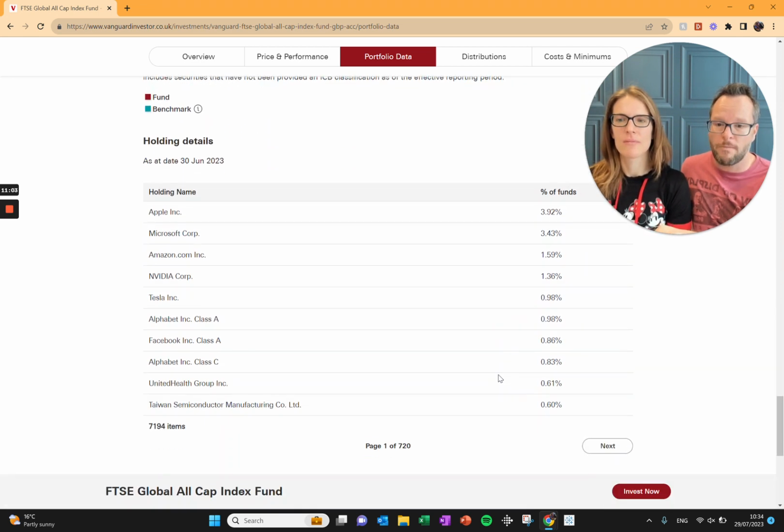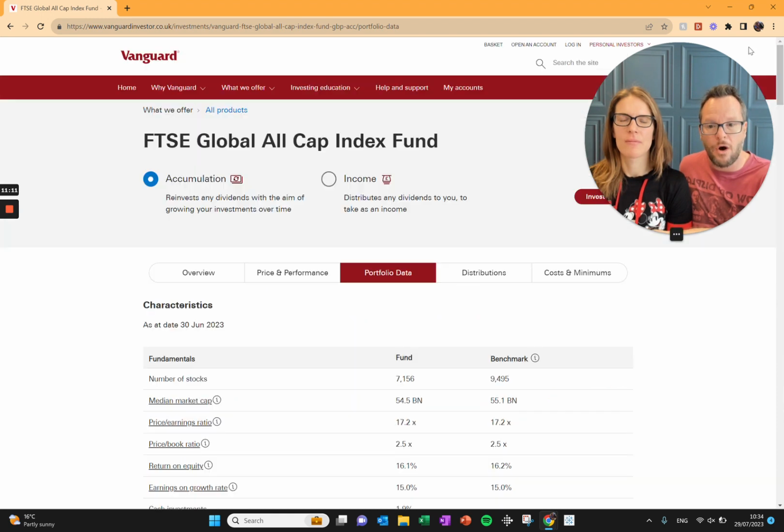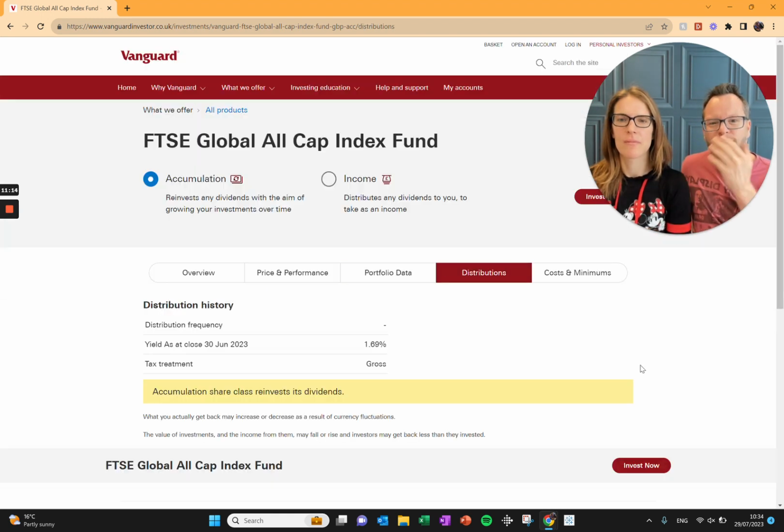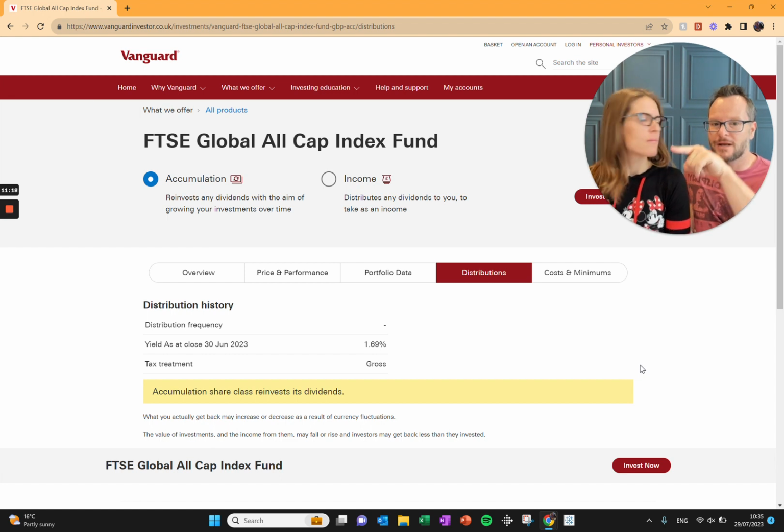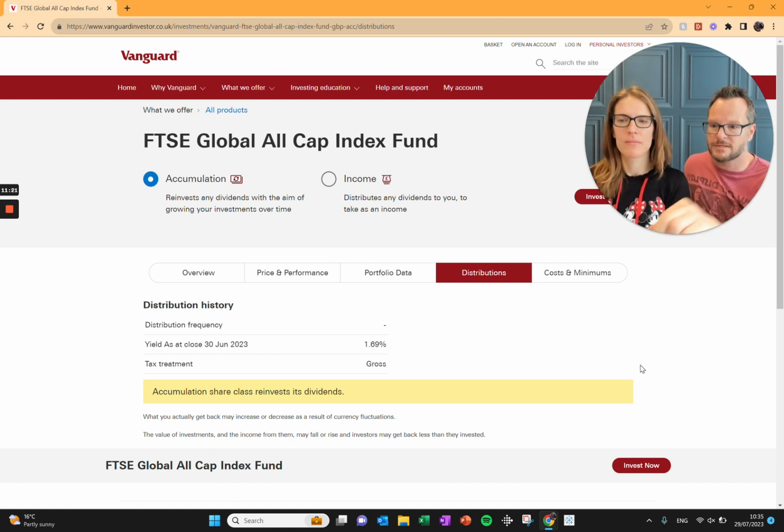And then you've got the top holdings, which you will recognise: Apple, Microsoft, Amazon. Katie went through those earlier. So that's what it's actually made up of. The distributions are the dividends that are paid out to you, whether you click accumulation, it gets reinvested, or income gets paid out to you.